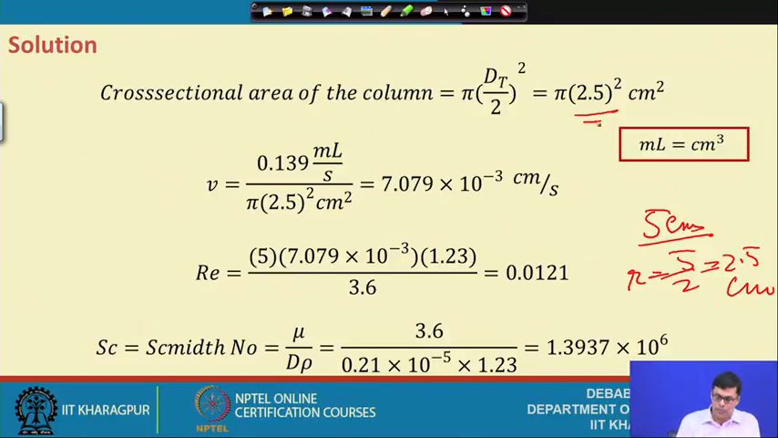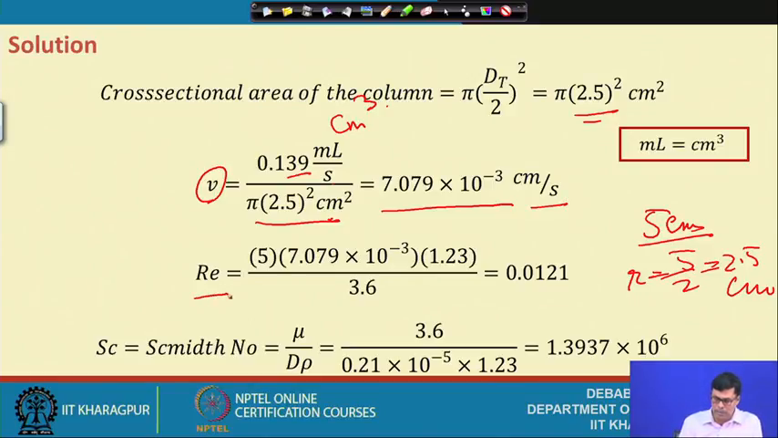And so, what will be the velocity? Velocity is equal to the flow rate, 1.138 milliliter per second, divided by the area. What is the milliliter? Milliliter means centimeter cubed. Am I right? So, this is centimeter squared and this is centimeter cubed. So, when you calculate, it will be centimeter. So, it is centimeter per second.